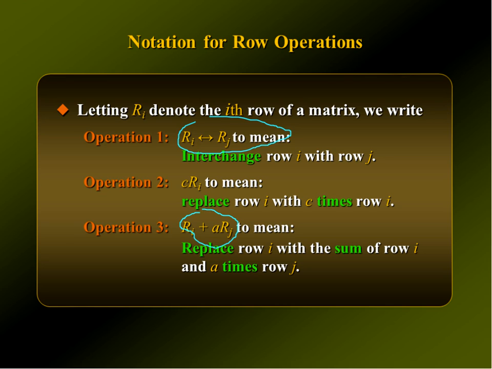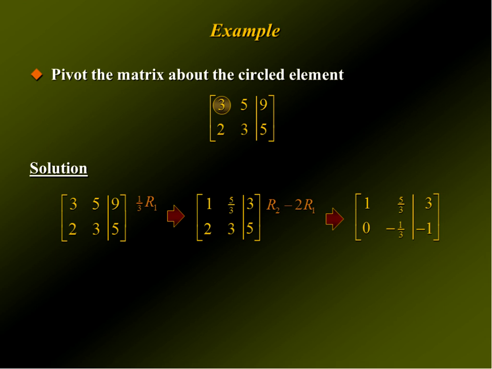There is some theoretical part, no need to worry about it, I just wrote it here for your understanding. Otherwise, you just have to calculate. There is no need. So there are some examples given of how we can pivot the matrix about the circled element. These are some more examples for your convenience.